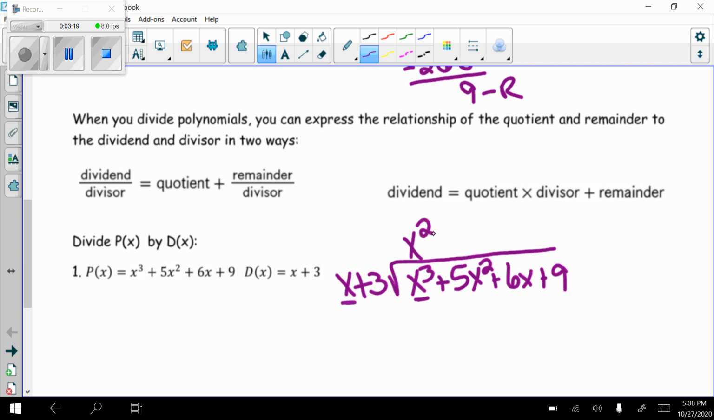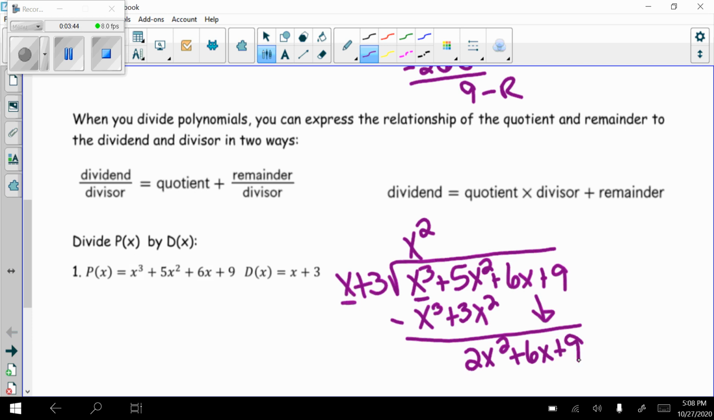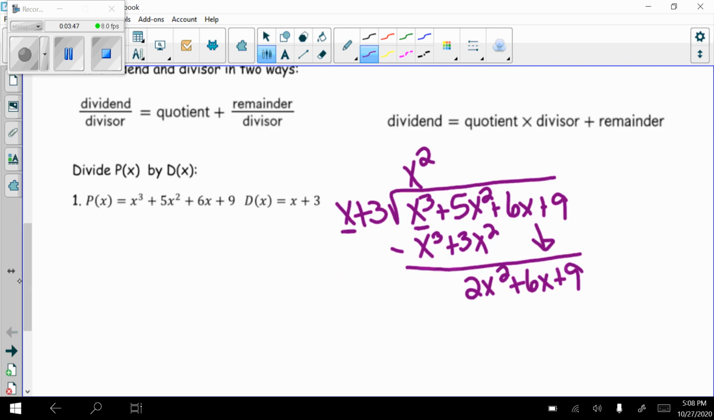Now we multiply x squared by both terms of the divisor, so x squared times x gets me x cubed. X squared times 3 gets me plus 3x squared. We subtract these, our x cubes go away. 5x squared minus 3x squared is 2x squared. All of this comes straight down, plus 6x plus 9. So now I keep going and I say, what can I multiply x by to get 2x squared? That would be plus 2x.